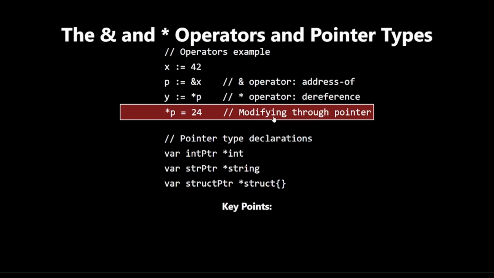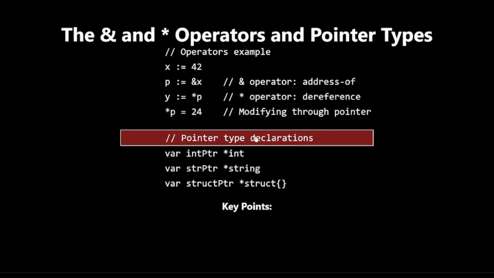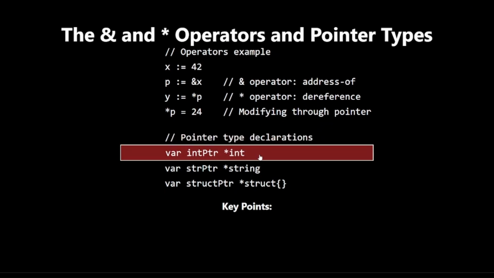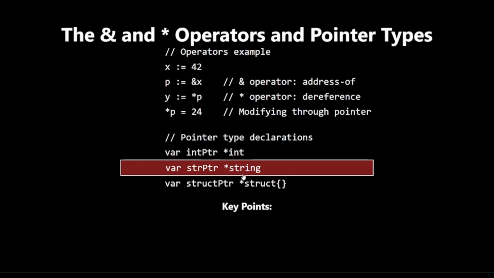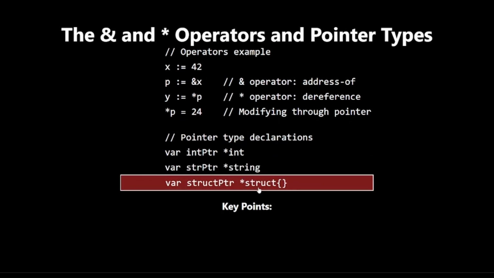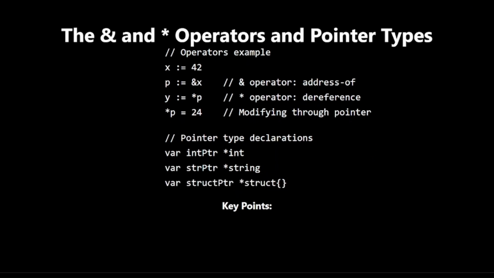Now, about pointer types. In Go, pointers always have a specific type they point to. *int is a pointer to an integer. *string is a pointer to a string. *struct is a pointer to a struct. This type safety is important. It means Go won't let you accidentally treat a pointer to an integer as a pointer to a string, for example.